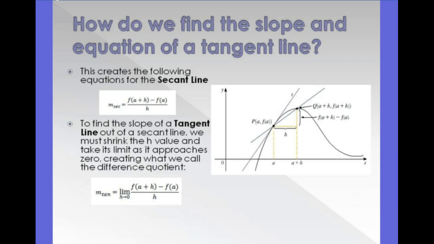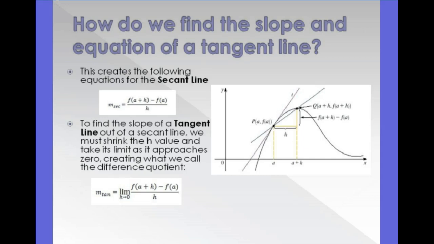So same graph, it's just now what we're going to do is look at the equations we've constructed. So the equation for the secant line becomes the slope of the secant equals f of a plus h minus f of a all over h. What we're going to do then is apply a limit to find the slope of the tan.